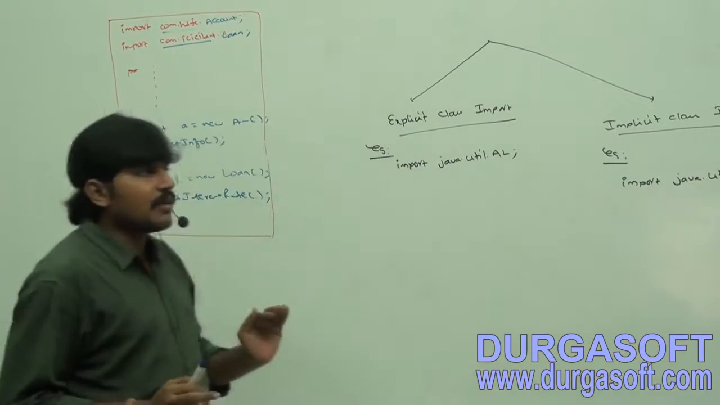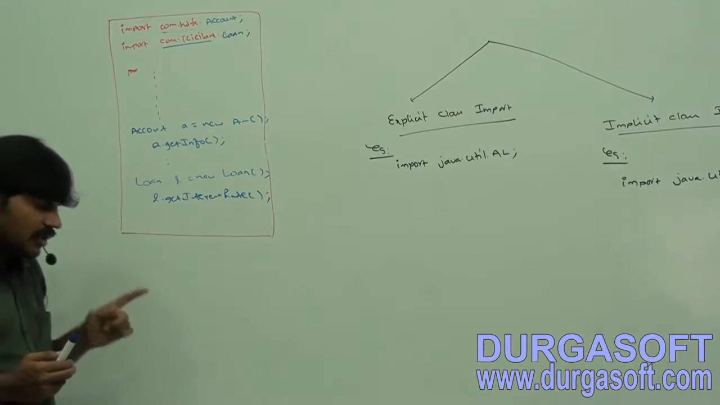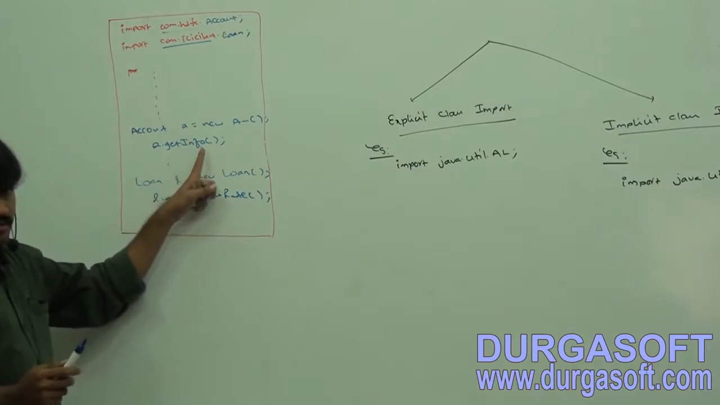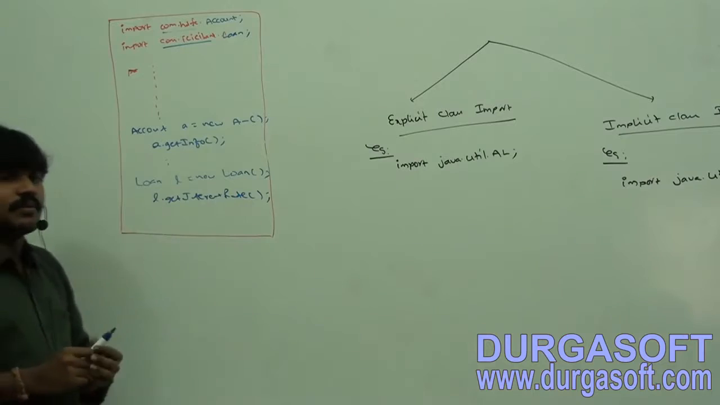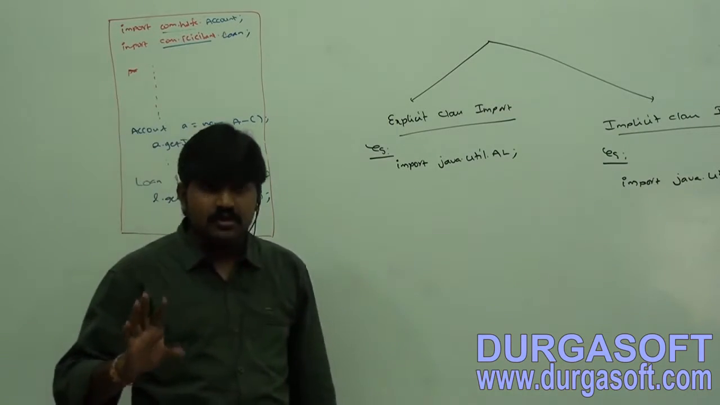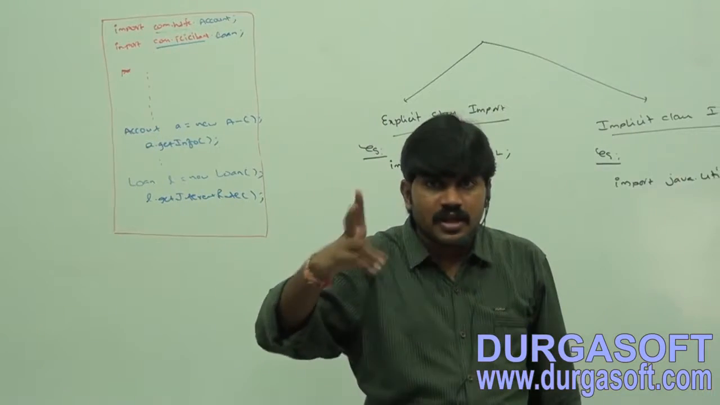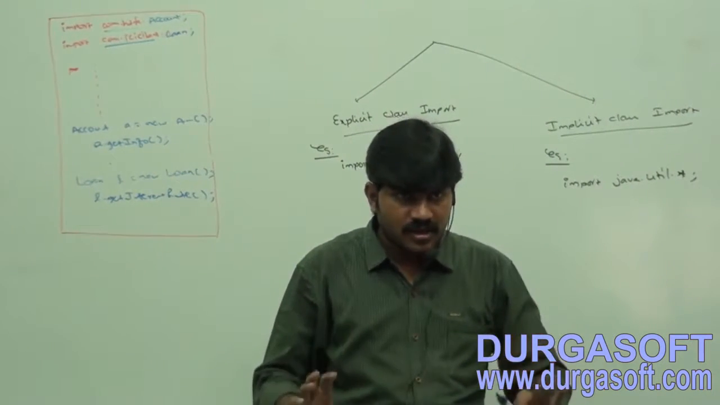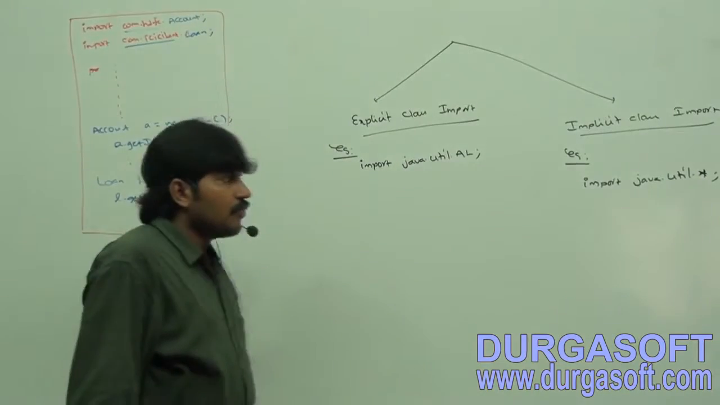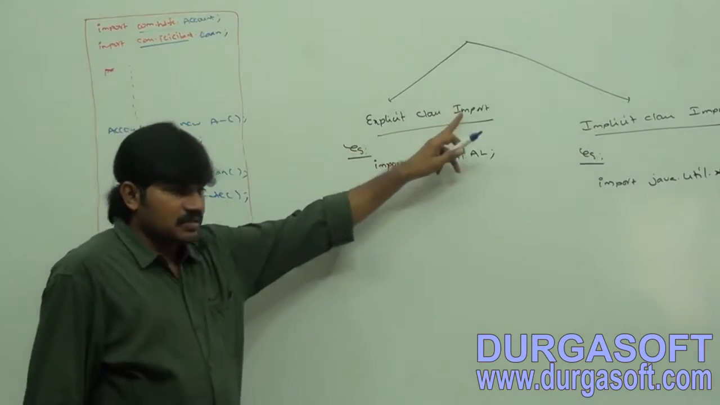That's why it is highly recommended to go for explicit class import rather than implicit class import, because it improves the readability of the code. Are you able to understand? So how many types of import statements are there? Two types. Which one is recommended to use? Now clarity is there. Okay, at this point, first keep the subheading: explicit class import.